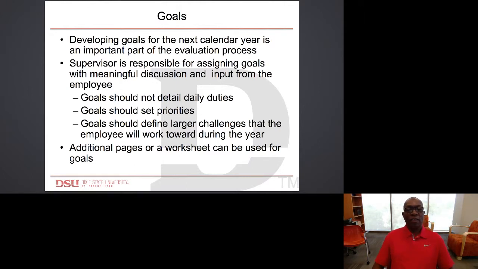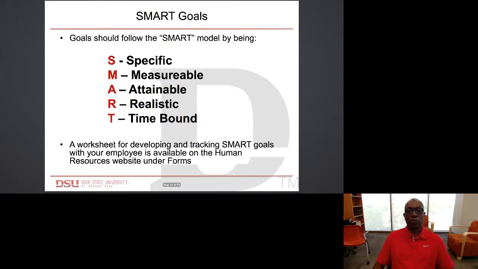Goals. Developing goals for the next calendar year is an important part of the evaluation process. The supervisor is responsible for assigning goals with meaningful discussions and input from the employee. Goals should not detail daily duties. Goals should set priorities. Goals should define larger challenges that the employee will work toward during the year. Additional pages or a worksheet can be used for goals.